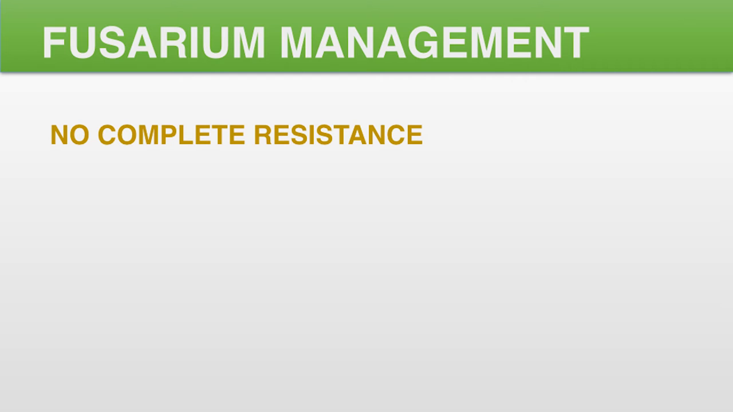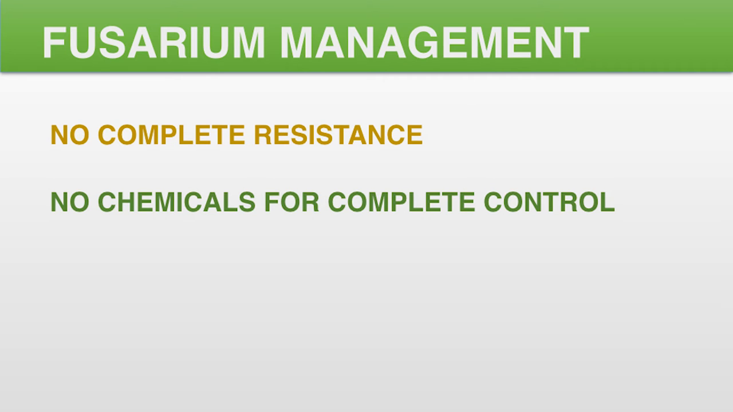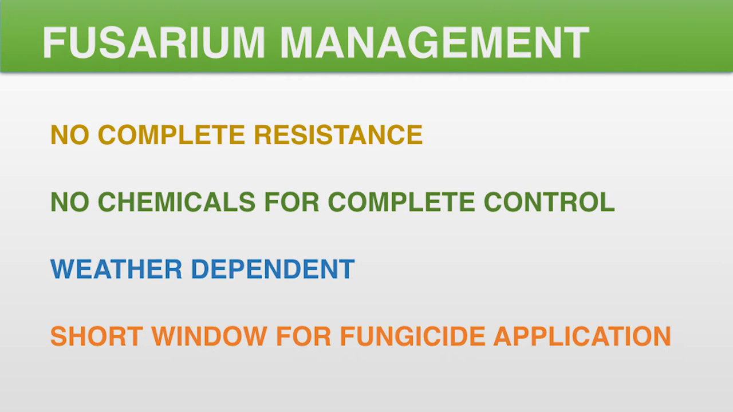The best method for managing this disease is to avoid getting it. There are no completely resistant varieties. There are varieties that are more tolerant, but none that are completely resistant. In addition to that, there are no fungicides registered to control, only to suppress disease. And third, it's very difficult to predict when chemical controls are needed because the disease is very weather dependent and the chemicals must be sprayed on a risk estimate basis rather than appearance of symptoms. So the fungicides need to be applied before you see any symptoms. And finally, the window for successful chemical management is extremely small, only 10 days. Making it very difficult sometimes to get protective fungicides on where they're needed at the right time.